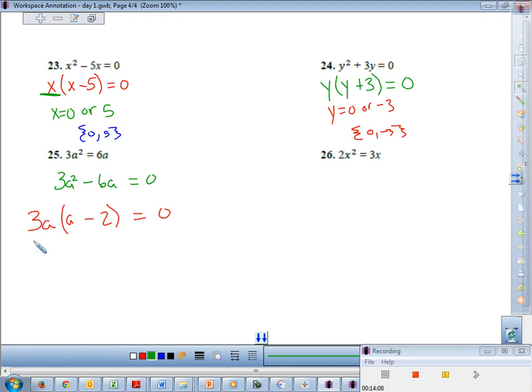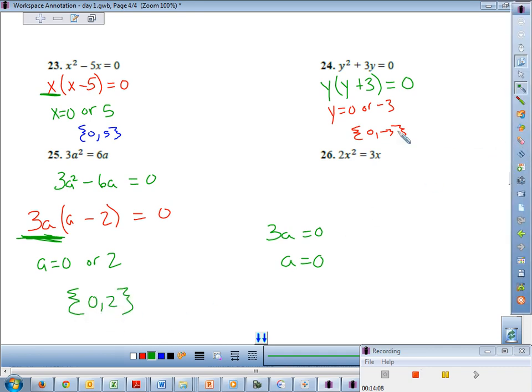And then what would make this turn out to be 0? Remember, it's 3 times a equals 0 is what you got here. Divide both sides by 3, and a still equals 0, right? So a could equal 0, or a equals 2. That would make this guy turn out to be 0. Solution set, 0, 2.